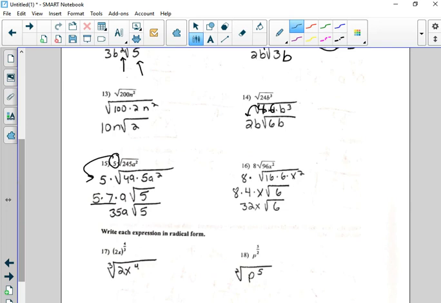96 is 16 times 6. Again, just use your chart. And then the x squareds both come out. And 6 is left inside.